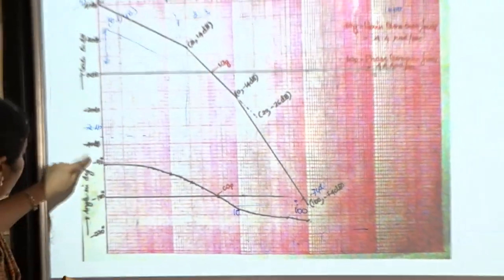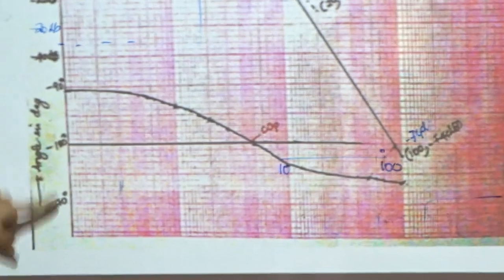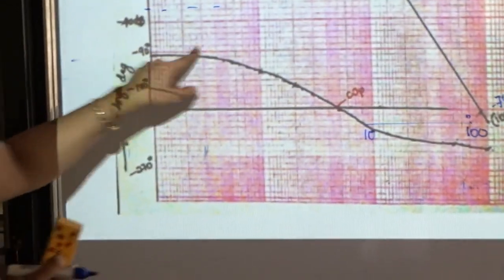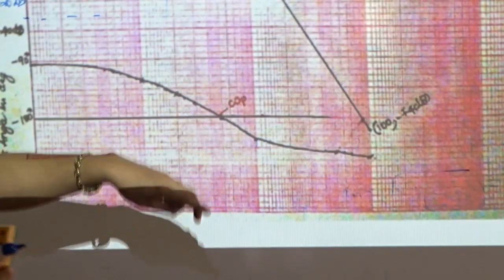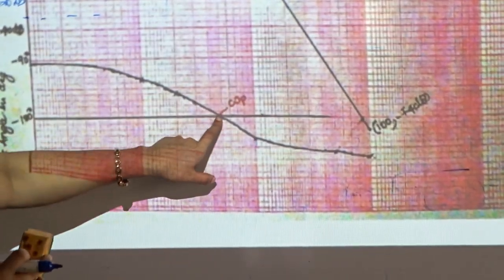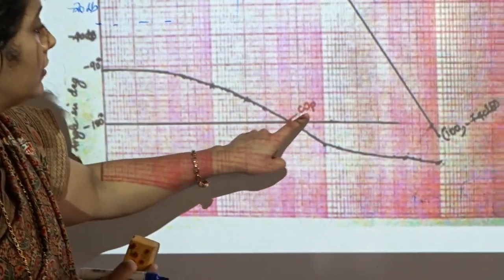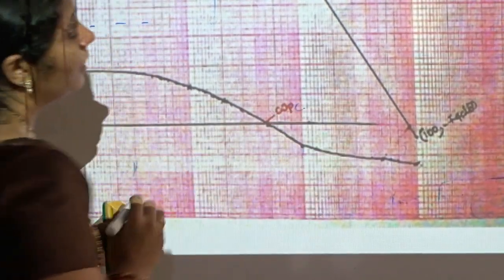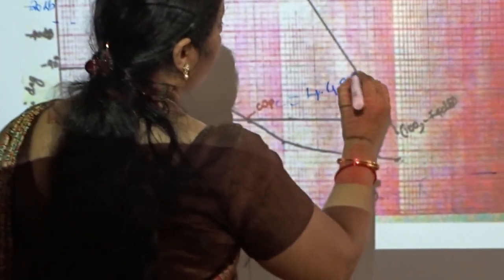Next, mark all the points here. Take the phase plot. This is minus 90, minus 180, minus 270. Mark 1, 2, 3, 4, 5, 6, 7 like this. Mark all the points and join. What is this point? This is the point where the phase plot crosses minus 180 degrees. What is the frequency? That is omega PC. Omega PC here is around 4.4 radians per second.